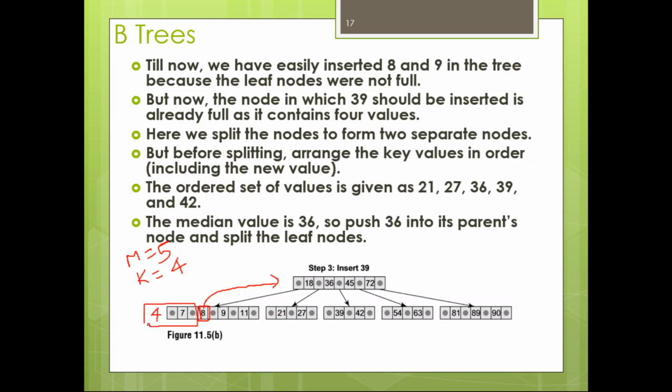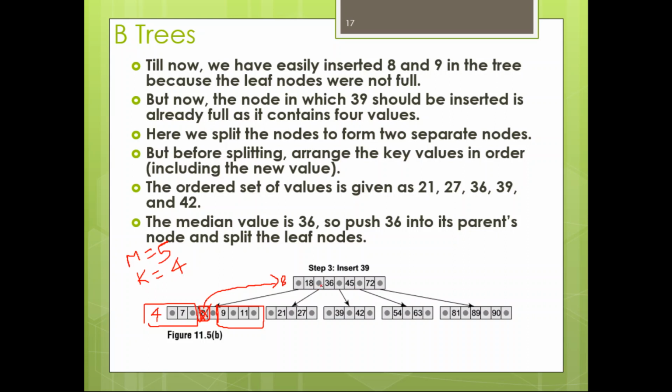4 and 7 becomes one node. 9 and 11 becomes another node. Okay. 8 has gone to the top. Now again you see, if at all 8 is accommodatable, it will come here in the sorted order. Okay. But can 8 be accommodated here?